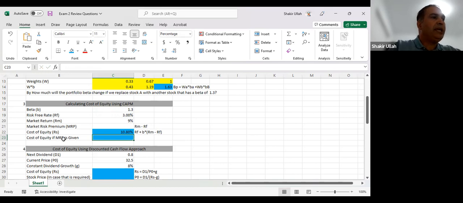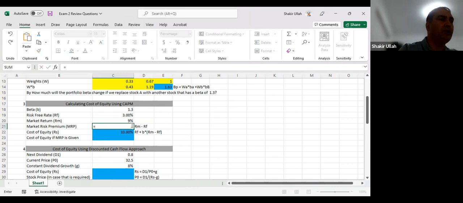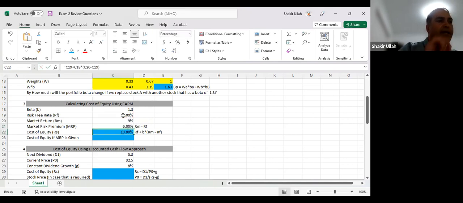Now, cost of equity if the market risk premium is given. The market return is not given to you, but instead you get the market risk premium, which is MRP. And we know that MRP is RM minus RF. So let's just imagine that this is given: RM, the market return, 9%, minus RF, 3%, comes out to be 6%.